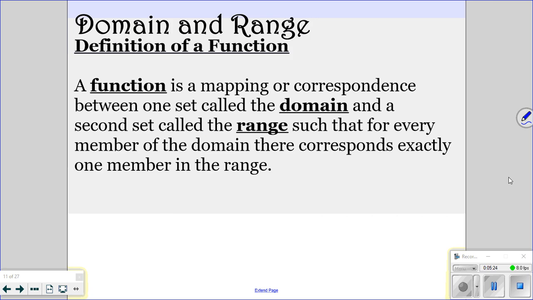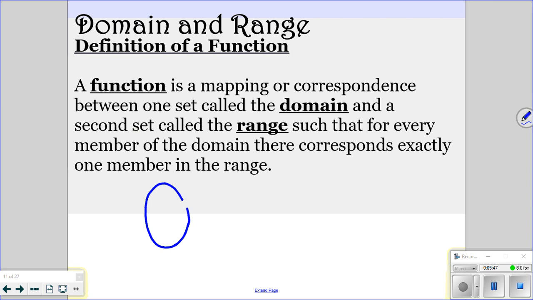All right, so now we're going to look at domain and range. So a function is a mapping or a correspondence between two sets. One that's called the domain, and the other is called the range. And for a function, every domain corresponds exactly with one thing in the range.